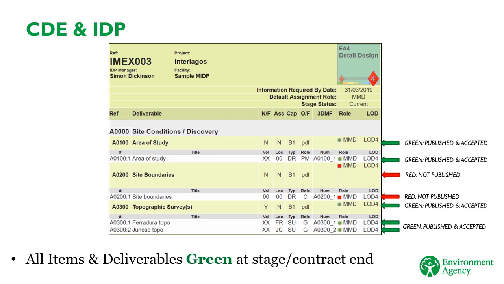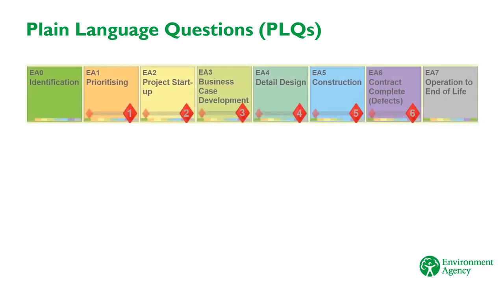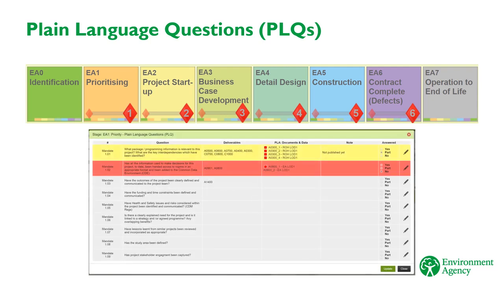Finally, confirm that the plain language questions, PLQs, for the stage have been answered. At the start of the stage, you will have populated the PLQs with the deliverables you expect to answer the appropriate questions for your project. The PLQs are displayed at the top of the IDP. You can find them by clicking the diamond icon in the stage heading.